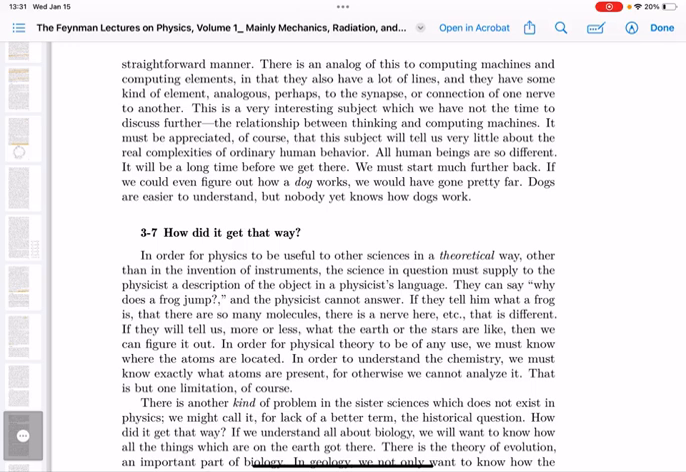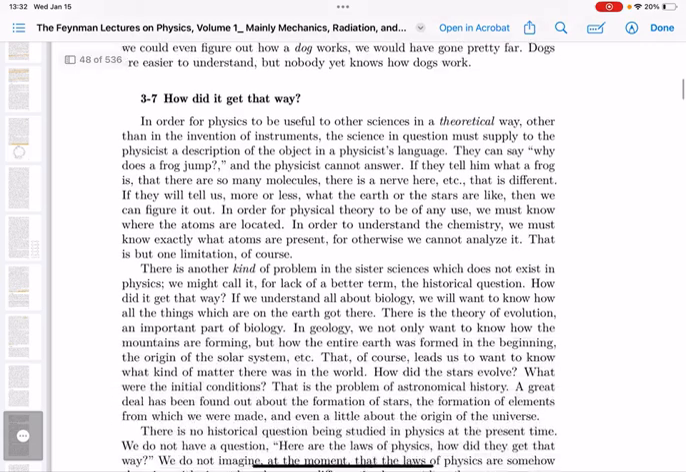It must be appreciated, of course, that this subject will tell us very little about the real complexities of ordinary human behavior. All human beings are so different, it will be a long time before we get there. We must start much further back. If we could even figure out how a dog works, we would have gone pretty far. Dogs are easier to understand, but nobody yet knows how dogs work.